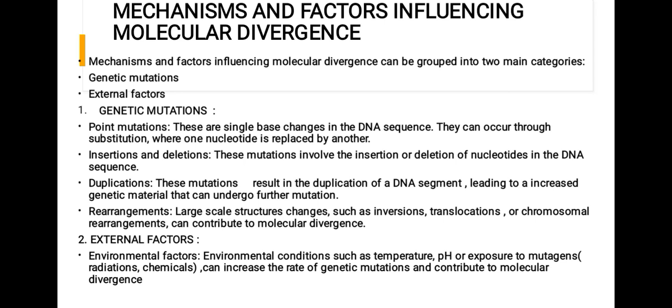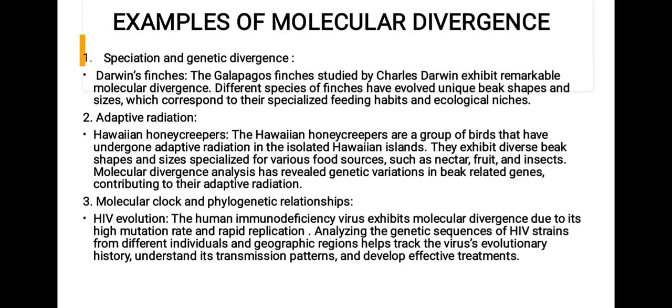And duplications. These mutations result in the duplication of a DNA segment, leading to an increased genetic material that can undergo further mutation. That is duplication. Then rearrangements. Large scale structural changes such as inversions, translocations, and chromosomal rearrangements can contribute to molecular divergence. Then external forces, environmental factors. Environmental conditions such as temperature, pH, or exposure to mutagens like radiation and chemicals can increase the rate of genetic mutation and contribute to molecular divergence.